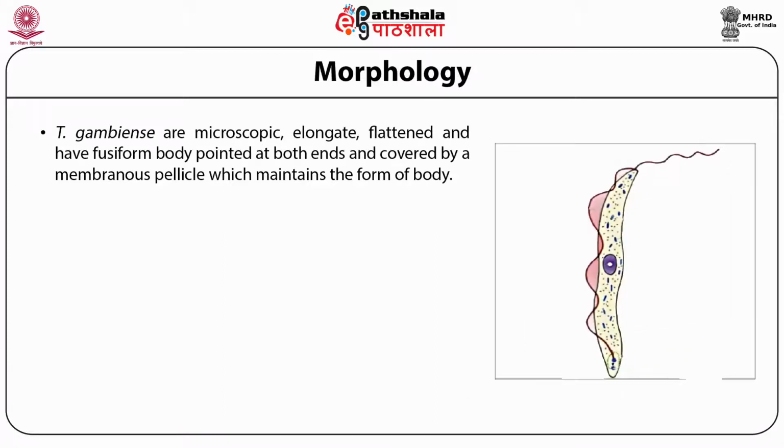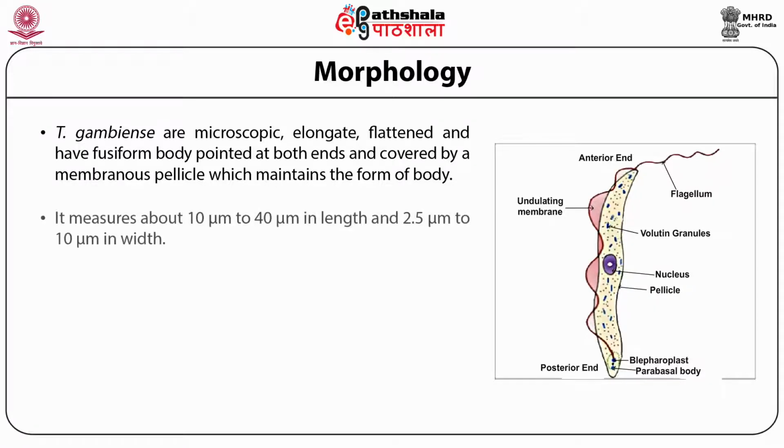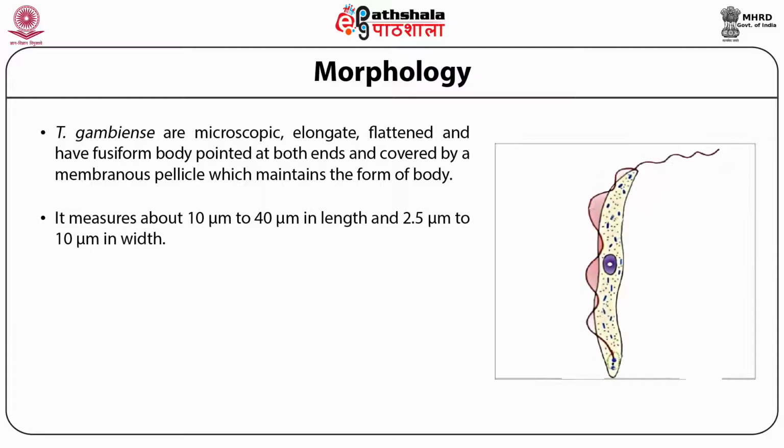Trypanosoma gambiense are microscopic, elongate, flattened, and have a fusiform body pointed at both ends and covered by a membranous pellicle which maintains the form of the body. It measures about 10 micrometers to 40 micrometers in length.